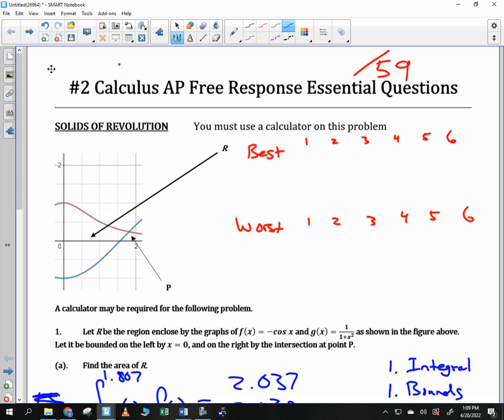Raise your hand if area and volume is one of your top 2. We got 1, 2, 3 people. Okay. Second one was motion, velocity. Raise your hand if that one was yours. 1, 2, 3, 4, 5, 6, 7, 8, 9, 10, 11, 12, 13, 14, 15, 16, 17.